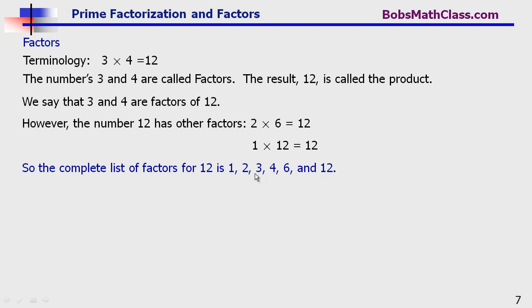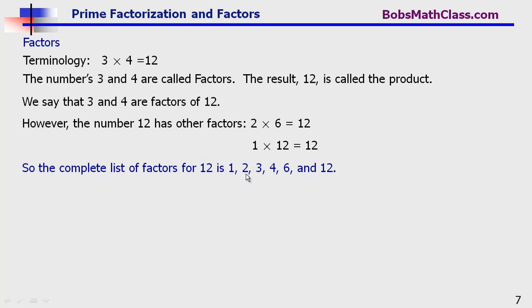Some of these are prime. Let's see. 2 is prime. 3 is prime. 1 is not a prime number. The smallest prime number is 2. A prime number has to have 2 distinct factors. That means 2 different factors. And the only way to get 1 is 1 times 1, and they're not different numbers. So 1 is just not considered a prime number.